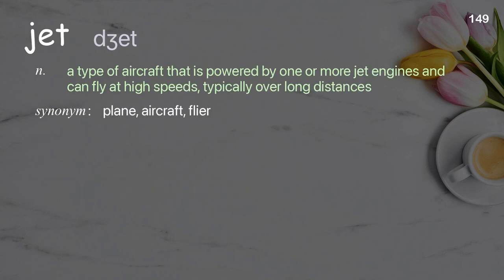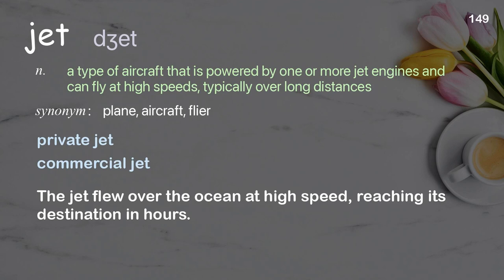Jet. A type of aircraft that is powered by one or more jet engines and can fly at high speeds, typically over long distances. Examples: private jet, commercial jet. The jet flew over the ocean at high speed, reaching its destination in hours.